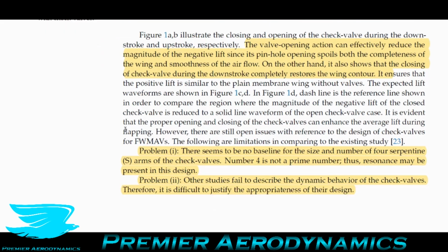However, there are certain problems that occur with this check valve, and some of them are knowledge-based. So problem 1 is there seems to be no baseline for the size and number of the 4 serpentine S-arms that connect the check valves. So number 4 is not a prime number, thus resonance may be present in this design.